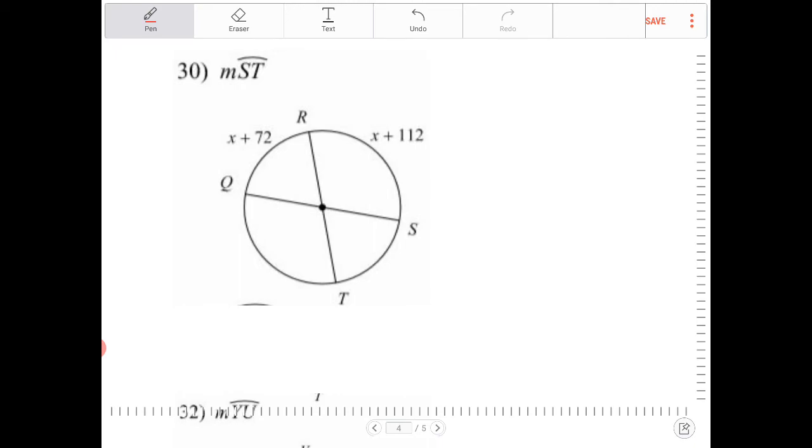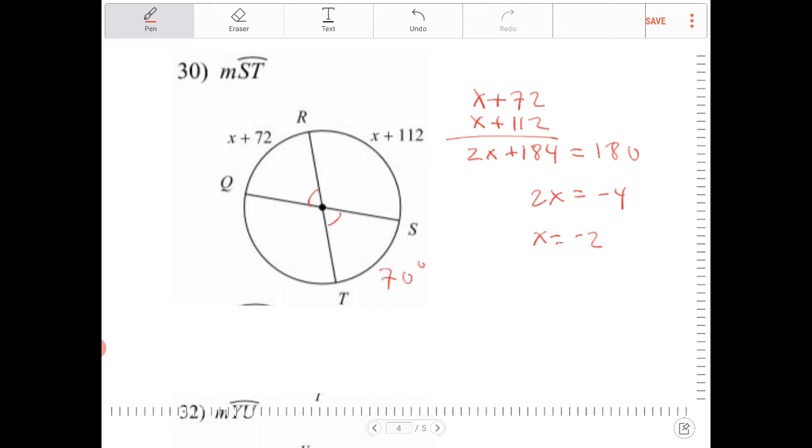ST. I need to find arc ST. So I know that these 2 are going to be congruent. So I'm going to have to do x plus 72 plus x plus 112. That would be 2x plus 184 is equal to 180. Subtract both sides by 184, I get negative 4 is equal to 2x. X is equal to negative 2. If x is equal to negative 2, that means this is 70 degrees then.